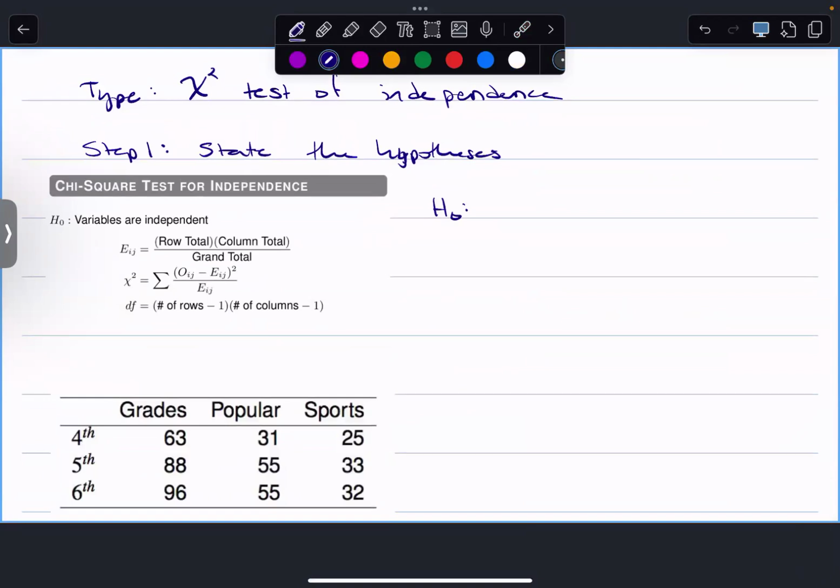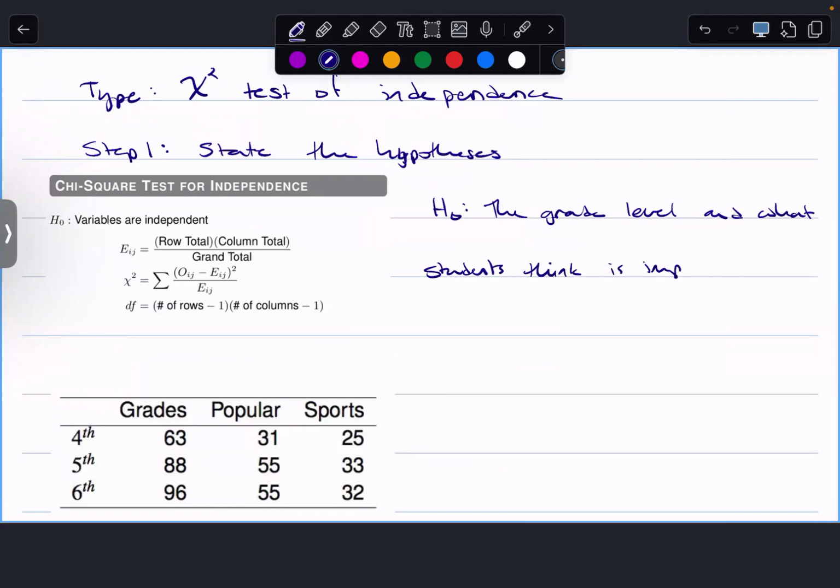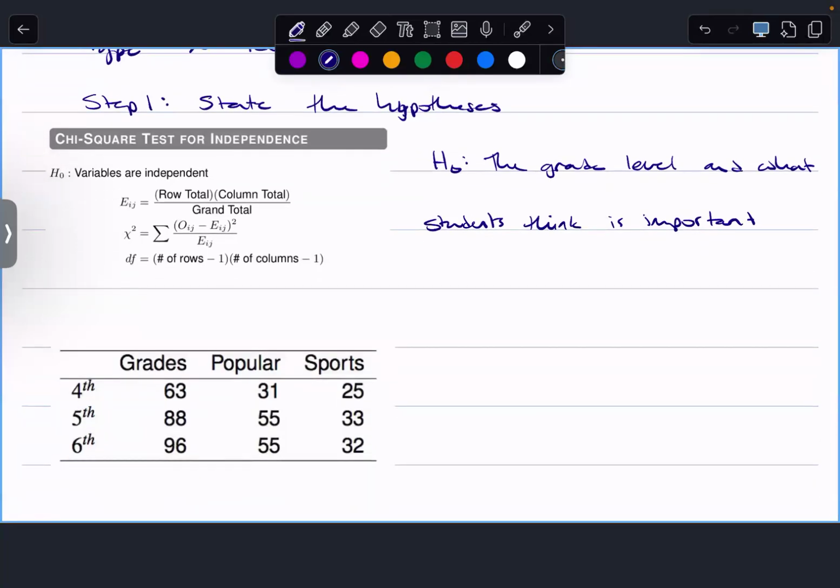The null hypothesis is that the grade level and what students think is important are independent of each other. Wow, what a mess. I'm gonna go for it.